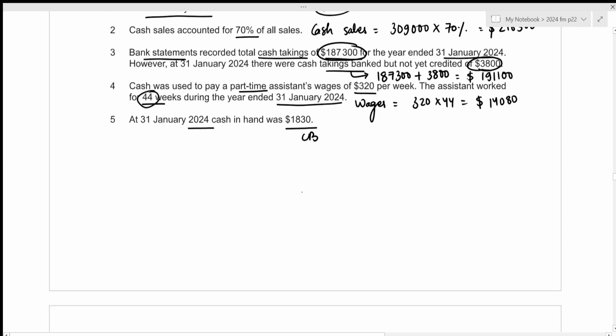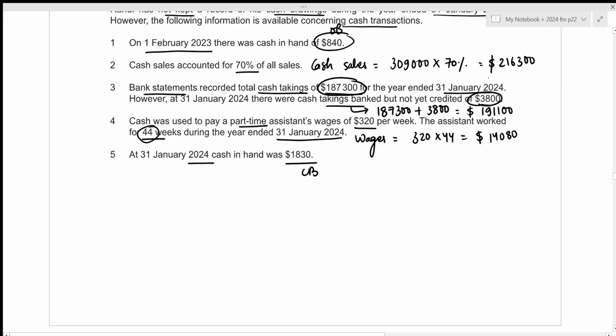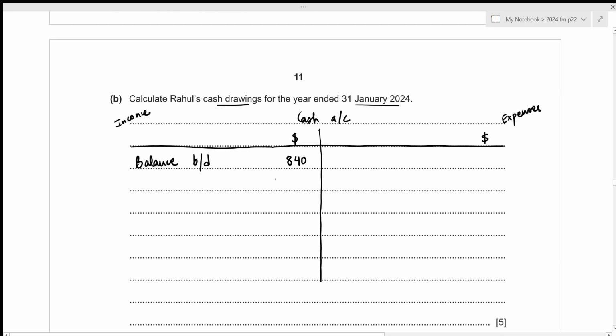Then we have calculated the correct amount for cash sales. Now cash sales will act as an income for our cash account. So we need to include this 216,300 on the debit side, under the heading of cash sales.